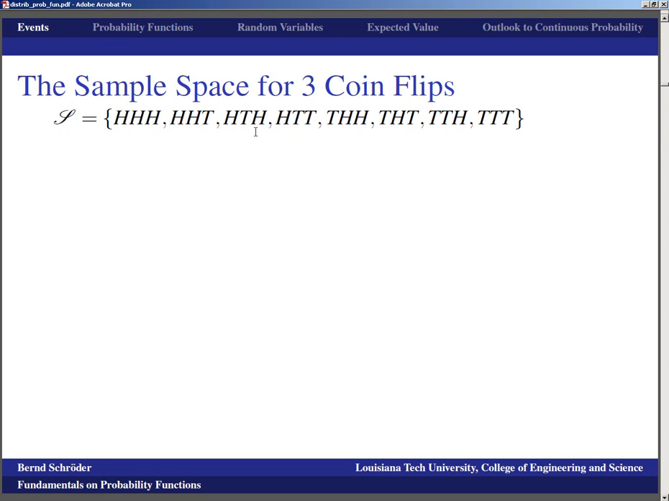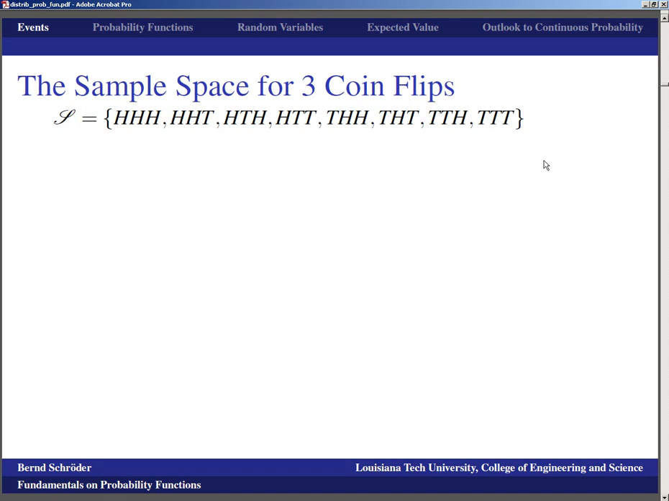You could have a head, then a tail, then a head. You could have a head and two tails. You could have a tail, a head, and a head. You could have a tail, a head, and a tail. A tail, a tail, and a head. And you could also have three tails. So you've got 1, 2, 3, 4, 5, 6, 7, 8 possible outcomes.